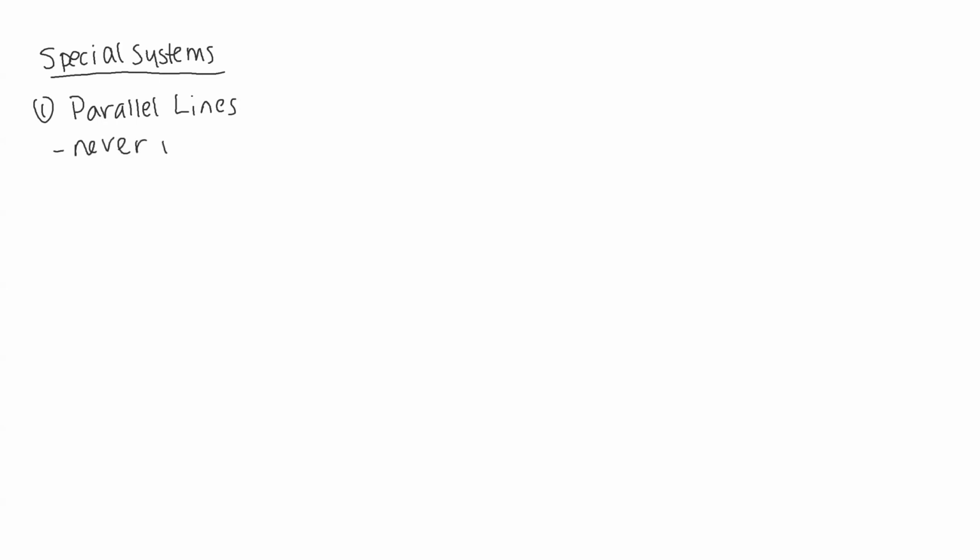Okay, so next up, we want to look at special types of systems. There are two types of systems that, when you solve them, something happens. The first occurs where the two equations are parallel lines. Now, parallel lines never intersect. So if you have two equations that are parallel lines, you're going to get no solution. I'll show you what that looks like when we solve these using the substitution and elimination methods.